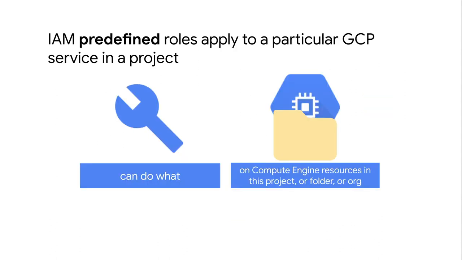GCP services offer their own set of predefined roles, and they define where the roles can be applied. This provides members with granular access to specific GCP resources and prevents unwanted access to other resources. These roles are a collection of permissions because to do any meaningful operations, you usually need more than one permission.